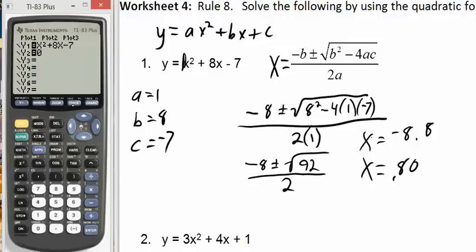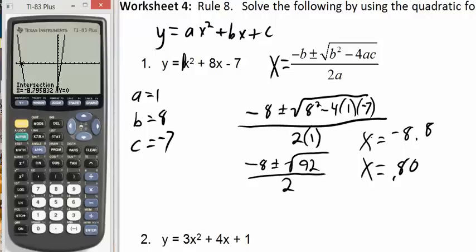Alright, so second calculate, intersection, enter, enter, enter. I get one of my answers, the 0.795, which I rounded to 0.80. And then second calculate, intersection. If you hit enter first one time, you can move this thing over just straight across. You don't have to do that. Enter, enter, and that gives me my other answer, the negative 8.8.